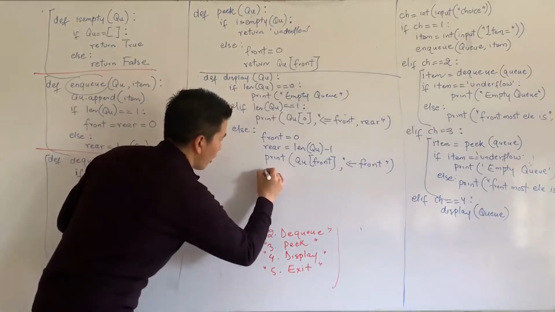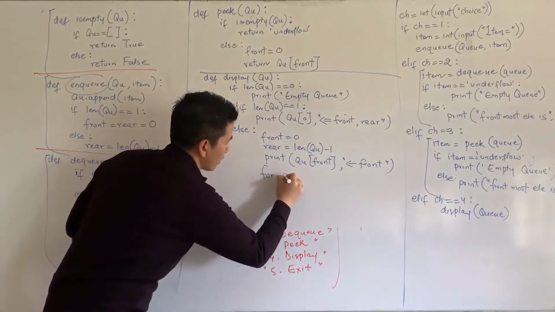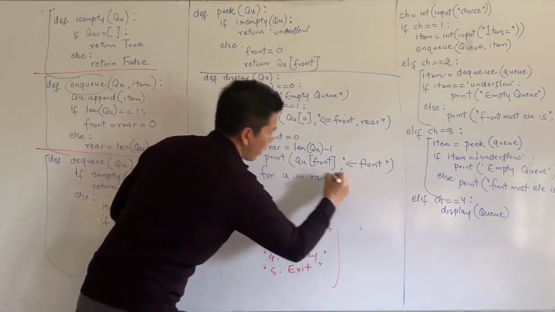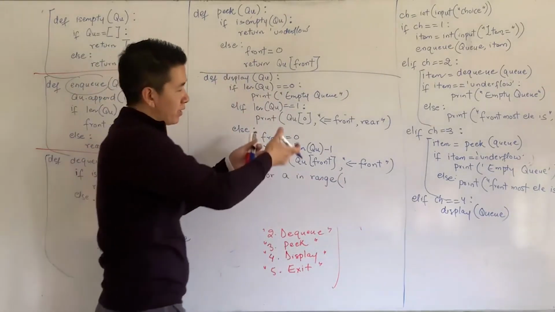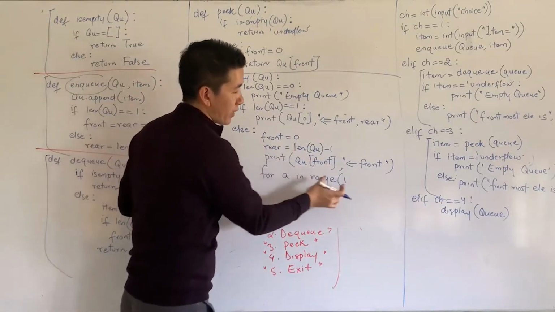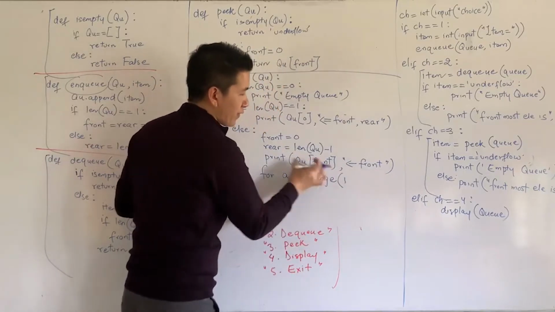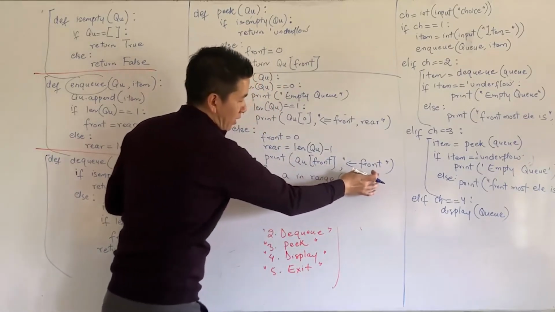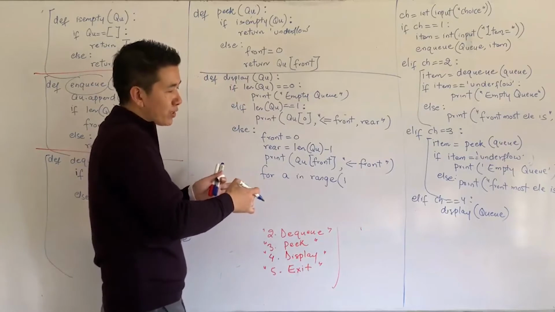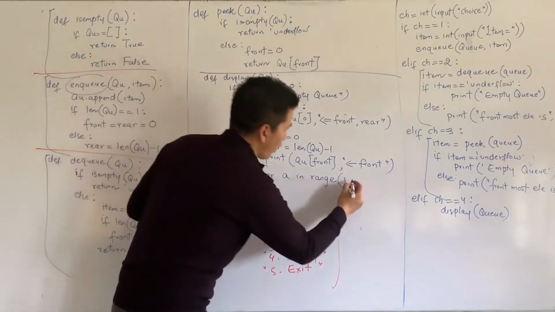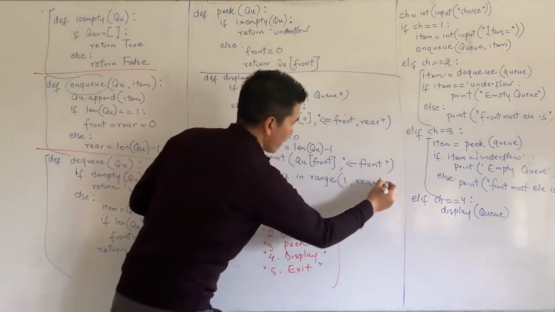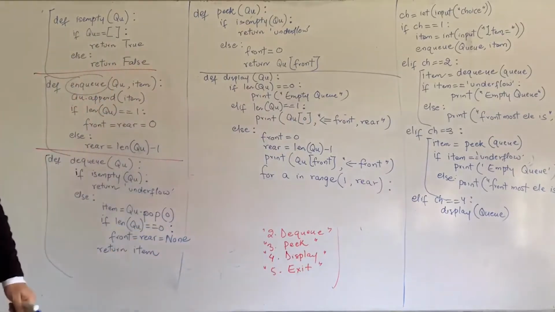So for this, I'll run a loop for a in range, and then I'll write 1. I need to start from 1 because the 0 is for the first element. So the first element has been printed already because I need to have this label next to the first element. Hence I had to do this before the loop starts. So the value of A now should start from 1, and then it needs to move on till the value of rear. Like this.